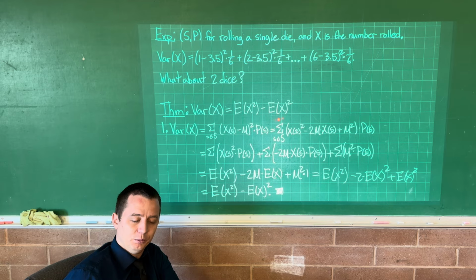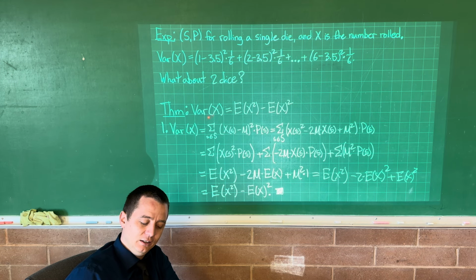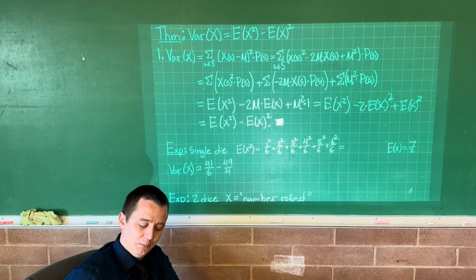Because you're already going to know this most of the time. You have to know this in both cases, so this one you have to get either way. The question is, would you rather calculate this by hand or this by hand? And the answer is, it's always easier to calculate this by hand. So now let's calculate that by hand for a single die.